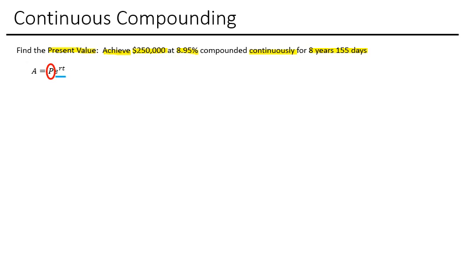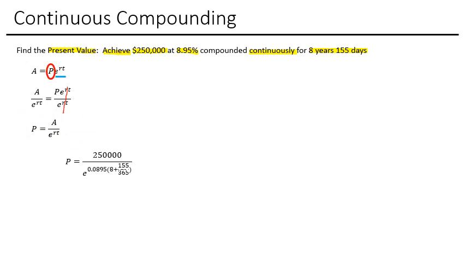So I've got to get rid of the E raised to the RT. I'm going to do this the exact same way that I did it last slide. So I'm going to divide both sides by E raised to the RT. When I do that, these two will cancel out and just leave me with P, which is what I wanted. So now I know to get the present value, I have to take my achieved value or future value, divide it by E raised to the RT. So now all you have to do is plug your values into this formula.